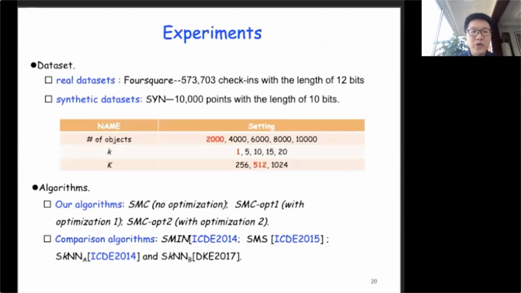Now I will introduce our experiment. In experiments, we use two data sets, including a real data set and a synthetic data set. The details are shown in the table. The red value is the default value. In addition, we compare with other related algorithms and test the performance of our algorithms.